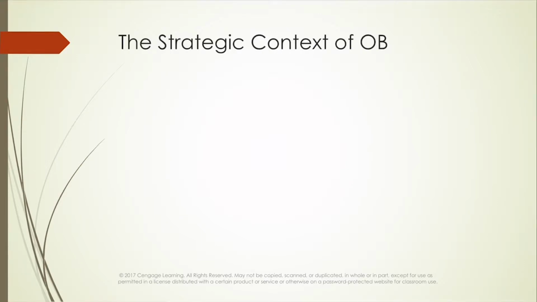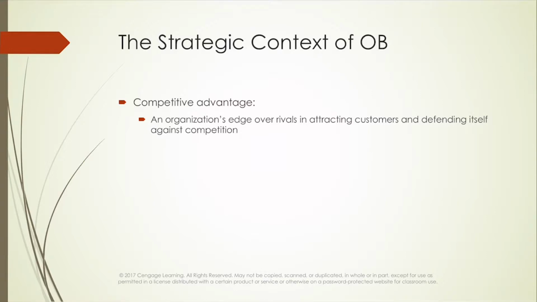The strategic concept of organizational behavior. What are you trying to achieve? Using your planning, organizing, leading, and controlling mandates, utilizing the financial, the physical, the HR, and the information resources at your advantage, what are you trying to achieve? You're trying to achieve competitive advantage. And what's competitive advantage? It's an organization's edge over rivals in attracting customers and defending itself against competition.